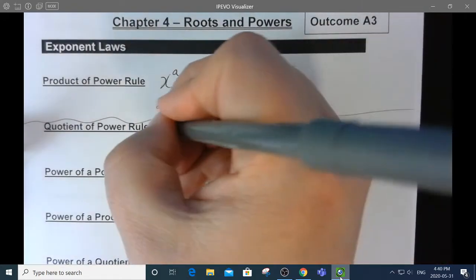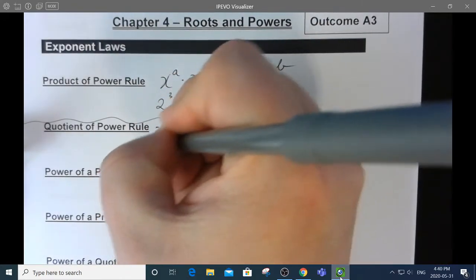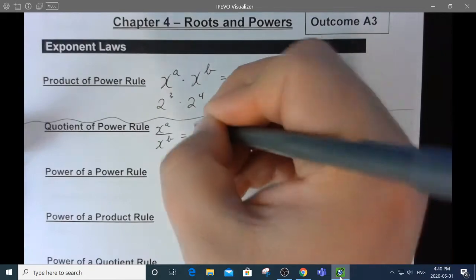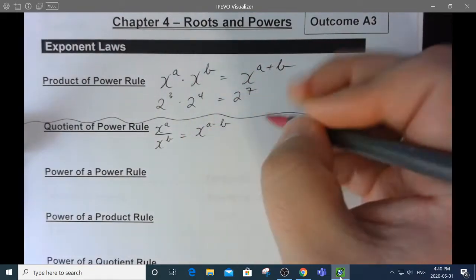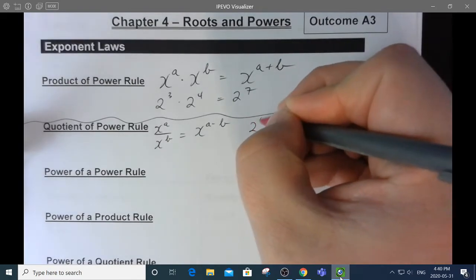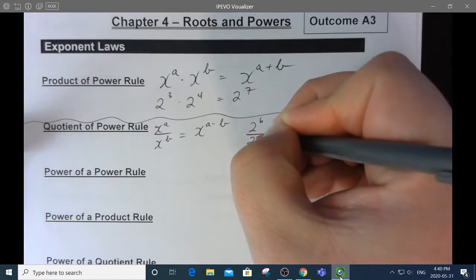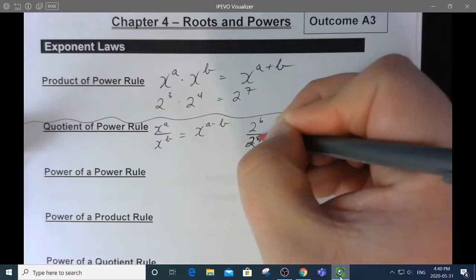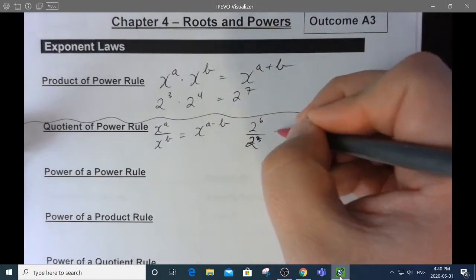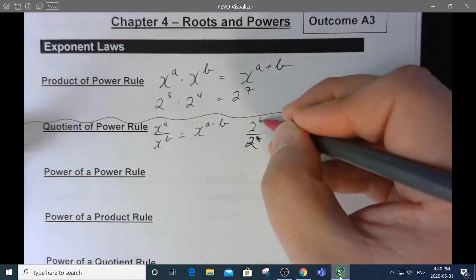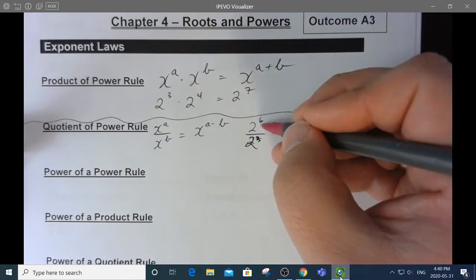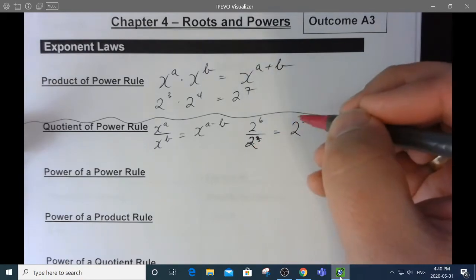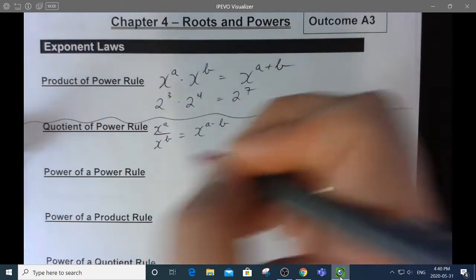The second one's the quotient rule, which says that if I have a division where the bases are the same, I subtract the exponents. Keep in mind this is only true when the bases are the same. So if I had, say, 2 to the 6 divided by 2 to the 3, sorry, this is why I don't write in pen very much. That would be 2 to the 6 minus 3, which is 2 to the 3. Okay, and you can check that with numbers if you want. That's 64 divided by 8, which is 8. Okay, so there's the second one.